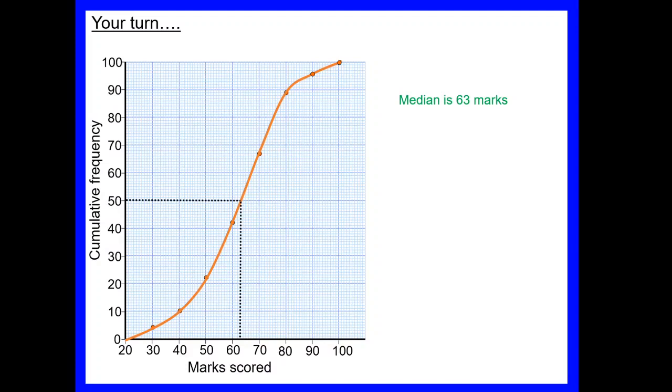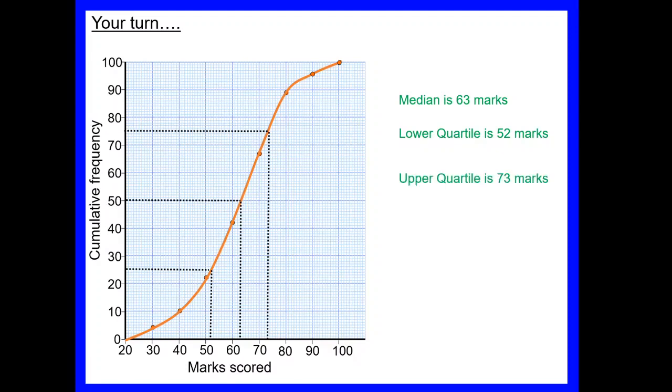Okay, we were then asked to find the interquartile range. So firstly, the lower quartile. 100 divided by 4 is 25, so we're going to find the 25th person. So we go again across and down, and that gives us 52 marks. The upper quartile, 3/4 of 100, would be the 75th person. So across and down, that gives us 73 marks. So our interquartile range is 73 minus 52, which is 21 marks.